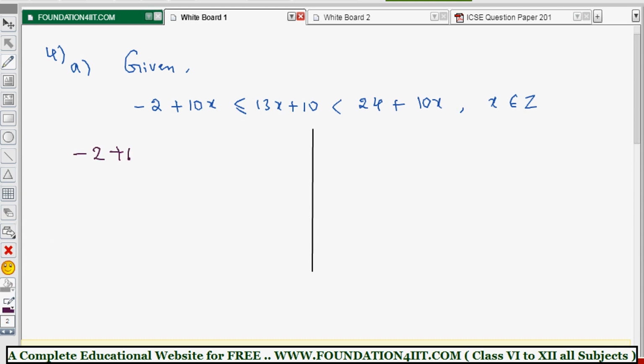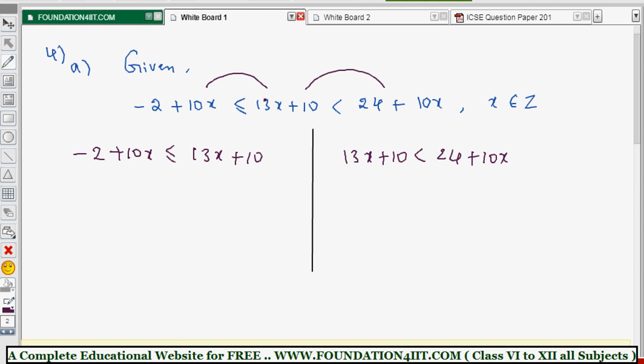Minus 2 plus 10x less than or equal to 13x plus 10 less than 24 plus 10x. We'll solve this. This first two and this last two, this middle one is repeated. We'll solve this side and the other side separately.